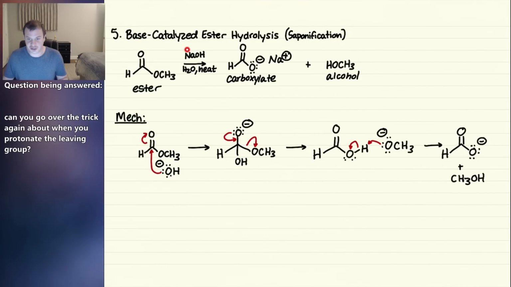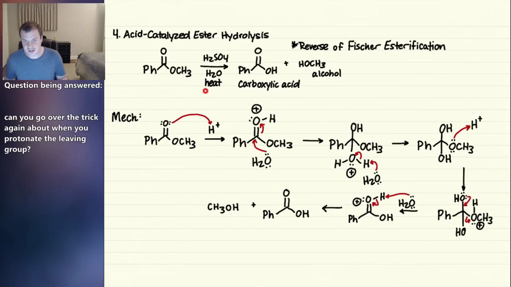So this reaction you can see is base catalyzed. Because we see Na, we know this is basic conditions, so we won't protonate the carbonyl, and we also will not protonate the leaving groups. This reaction here, acid catalyzed ester hydrolysis, is under acidic conditions, so we protonate the carbonyl and we protonate the leaving groups before they leave.